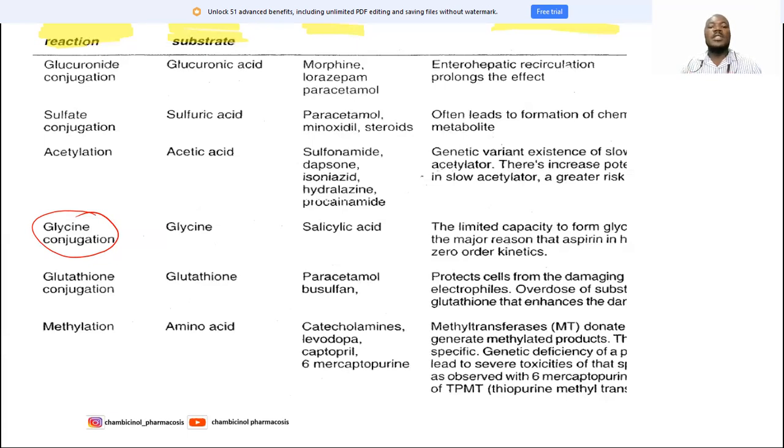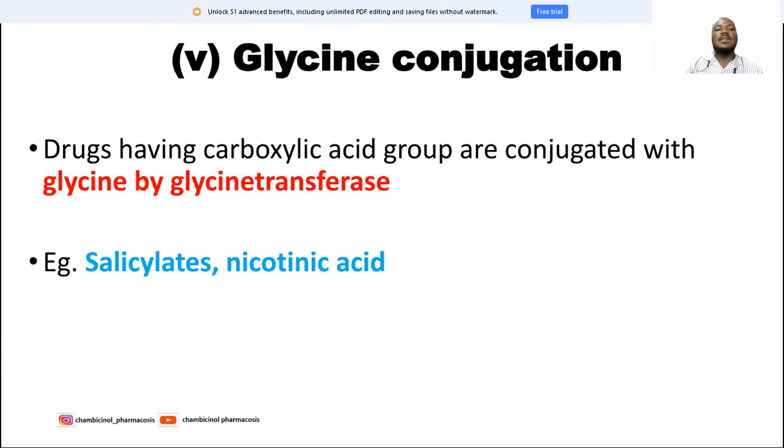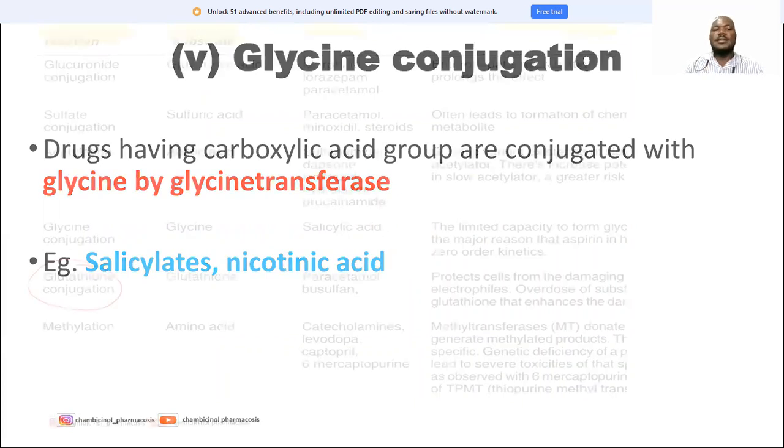Then if you keep on taking the drug, the glycine will no longer be available. So the rate of elimination of the drug will not be directly proportional to the plasma concentration, and it can precipitate toxicity because of this zero-order kinetics. Another example, as we have seen here, is salicylic acid and nicotinic acid. These are drugs that can undergo the glycine conjugation.